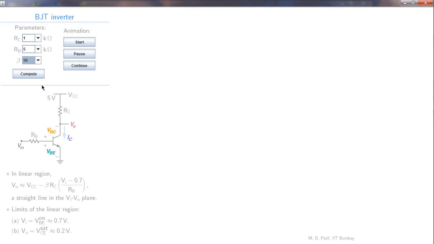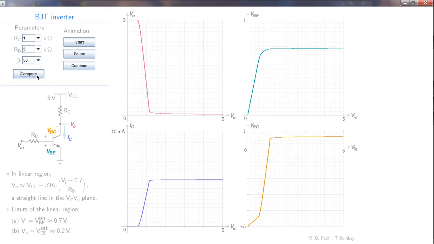Let us now compute the VO versus VI and other quantities, and these are the graphs. So that is VO versus VI. It looks familiar. We have seen that in the last slide. These other quantities we did not see explicitly, so let's look at these now. What about IC? IC versus VI.